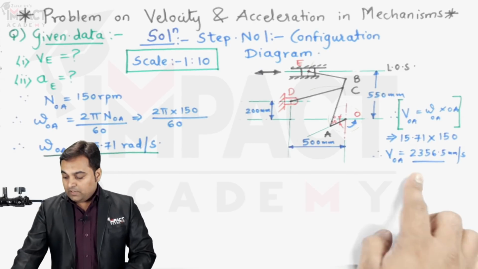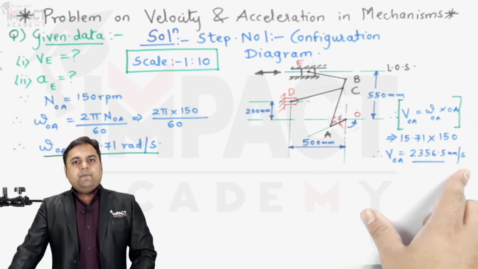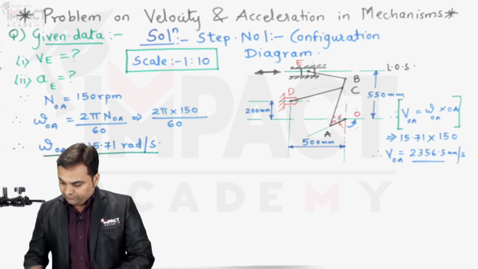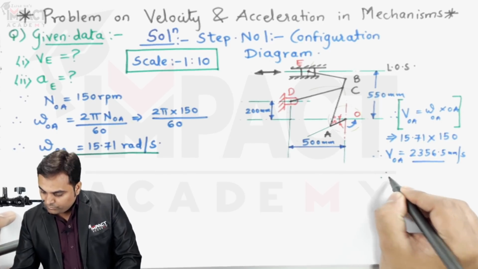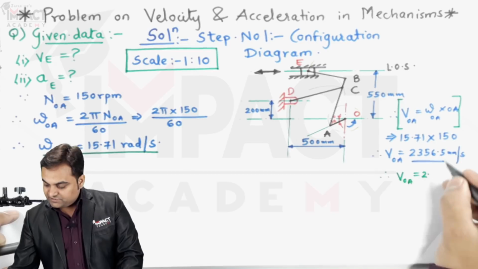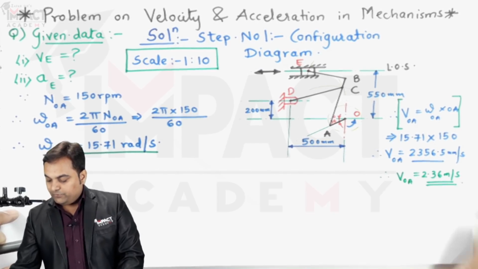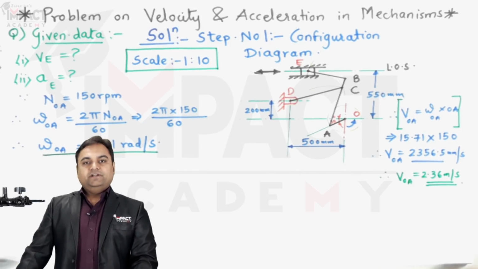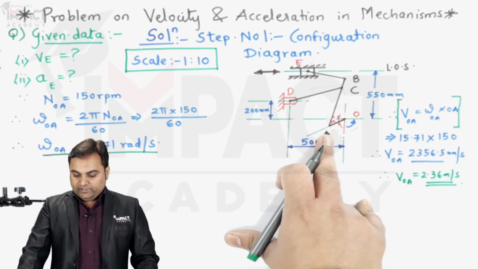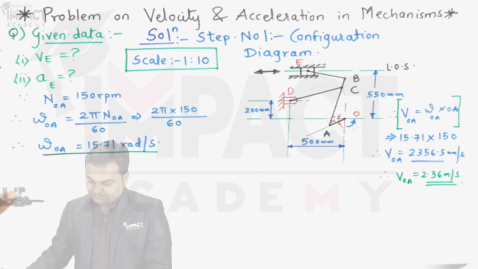Now remember, when we have such big values, try to reduce the value by converting mm per second into meter per second, that is dividing by 1000. So therefore VOA would be 2.35, or we can say 2.36 meter per second. So this is the value which I would be using for the velocity diagram. Now after getting the linear velocity of link OA, the next step, after the configuration diagram, is the velocity diagram.